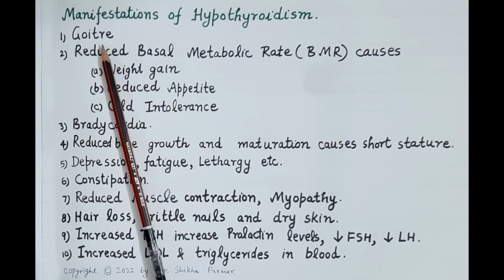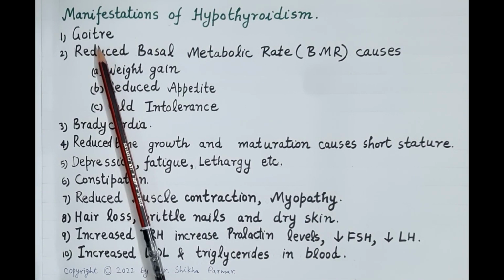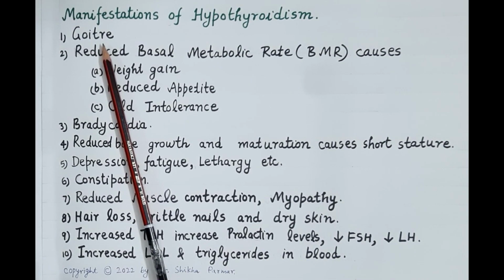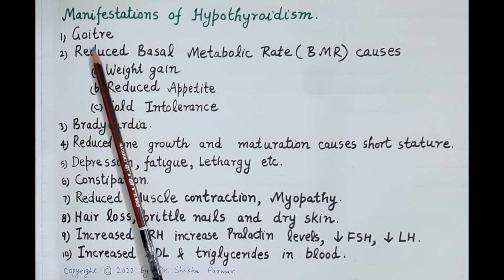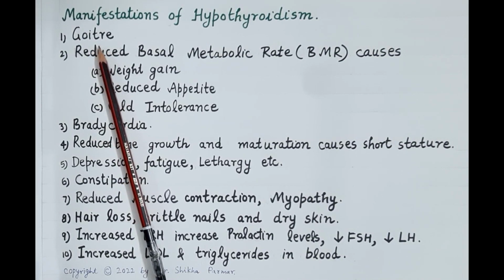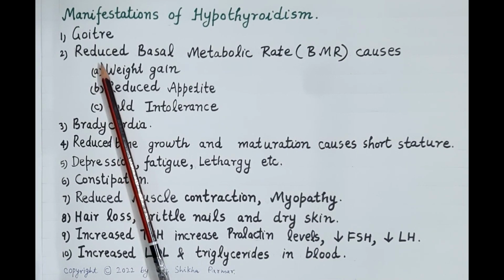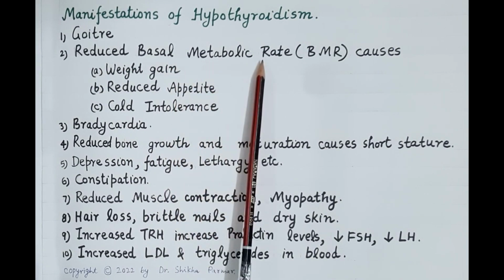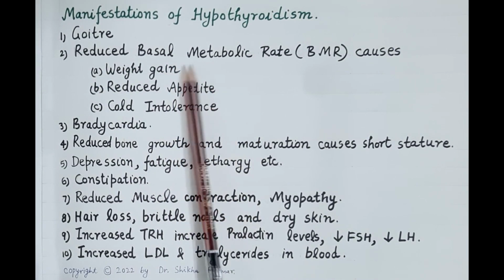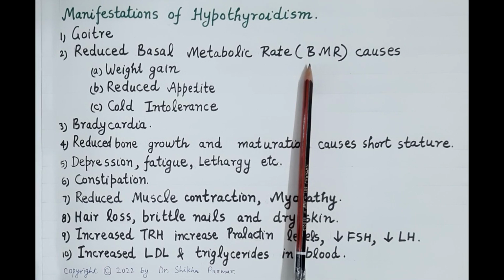Now first and the most common sign of hypothyroidism is the goiter. Now as we know, TSH blood levels remain high in subclinical as well as in primary hypothyroidism. So constant stimulation of thyroid gland causes enlargement of the thyroid gland, which is termed as goiter. Now second, as we know that the main function of thyroid hormones is to regulate the basal metabolic rate, that is BMR. So first let's understand what is this BMR.